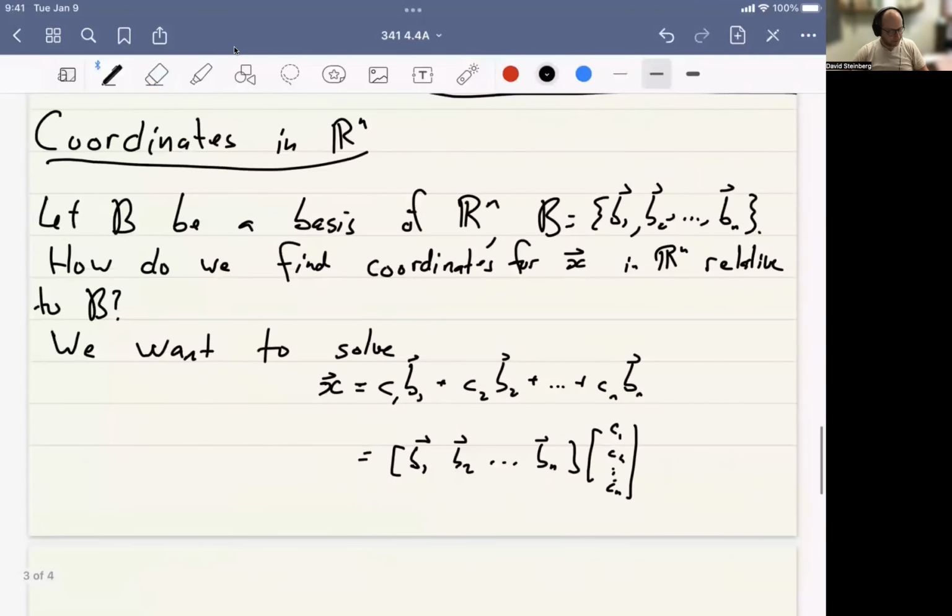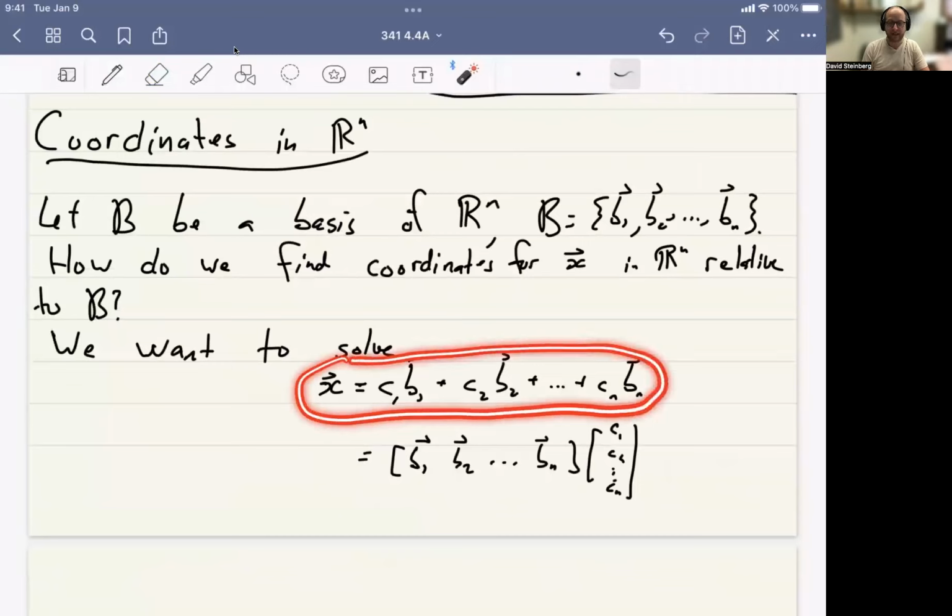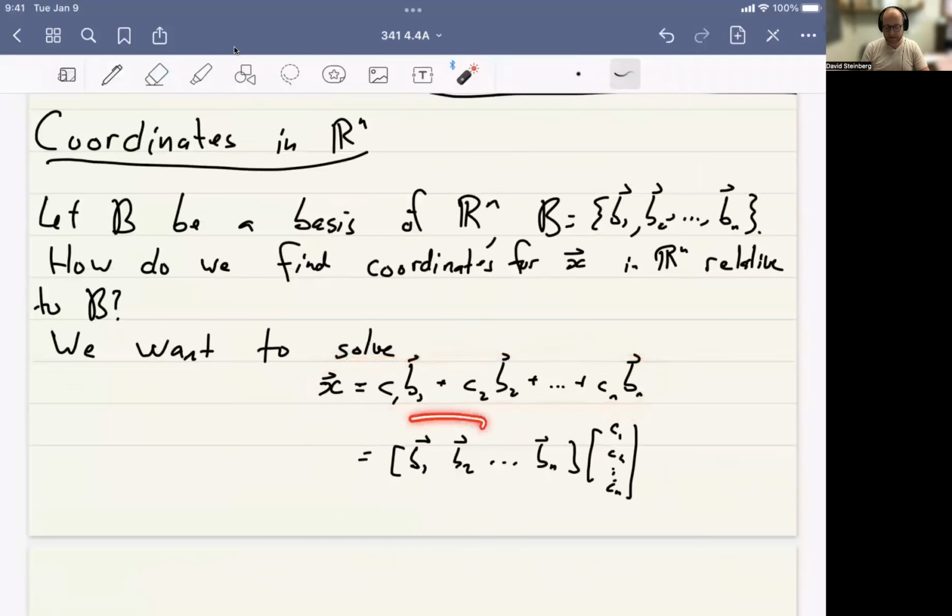Moving on, though, coordinates in Rn. If we let B be a basis of Rn, B being equal to b1, b2 up through bn, we might want to know, how do we find coordinates for x in Rn relative to this basis? Okay, as we saw before, this just amounts to solving for the scalars c1 through cn here.